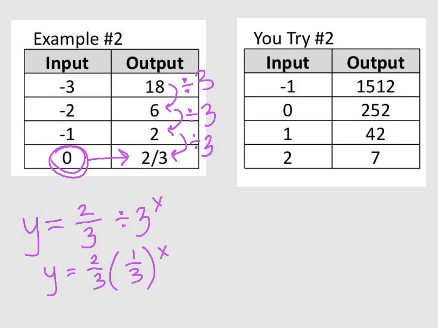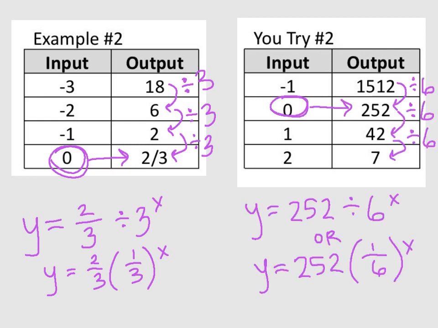Again, please pause the video and try this next problem on your own. Hopefully you got the answer y equals 252 divided by 6 to the power x, or y equals 252 times 1/6 to the power x.